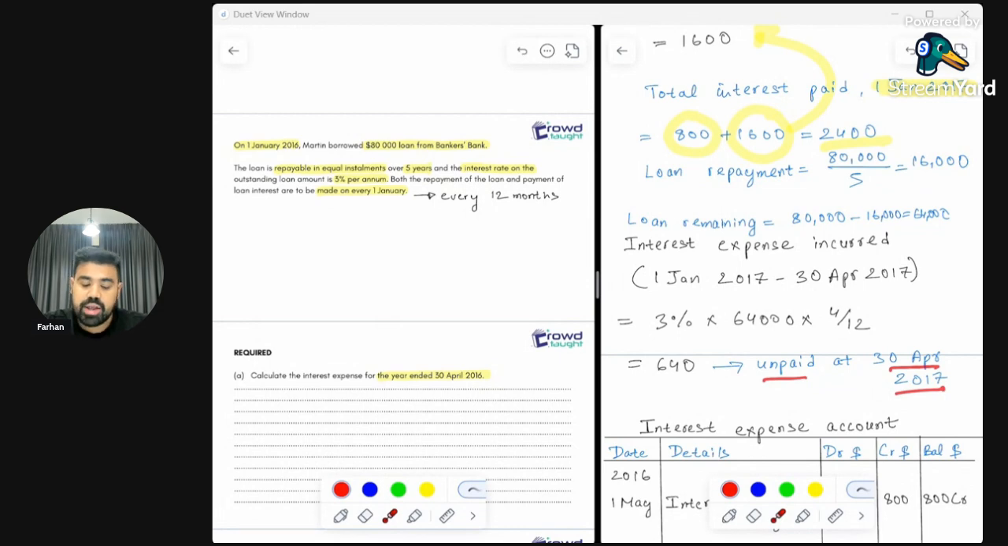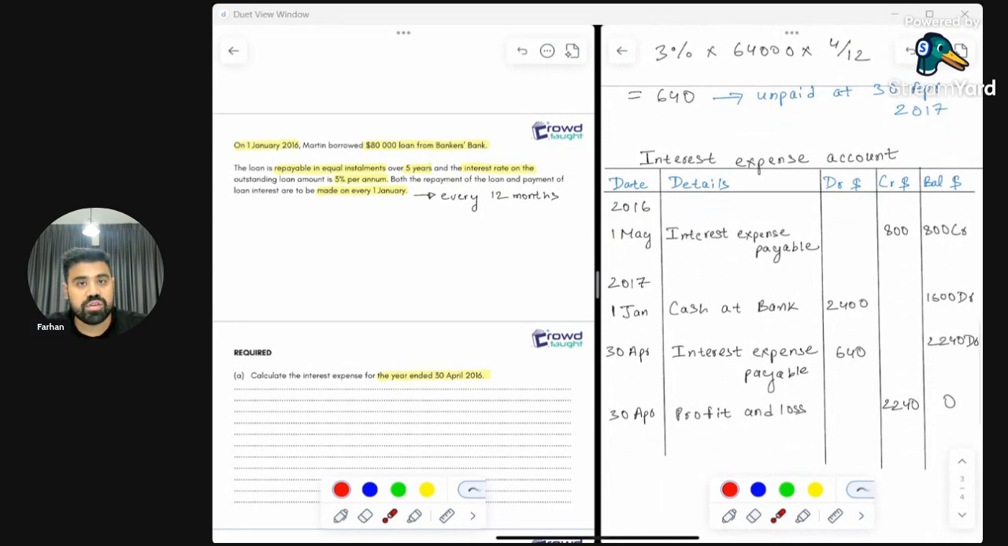All right. Now that all the workings are taken care of, let's look into the ledger account for interest expense. So here I have the outline prepared for the interest expense ledger account, which is the usual 5-column format, and those 5 columns are divided into date, details, debit, credit, and balance.